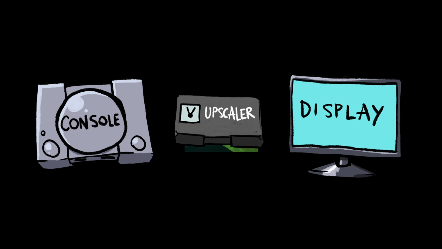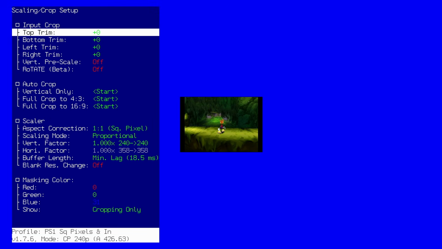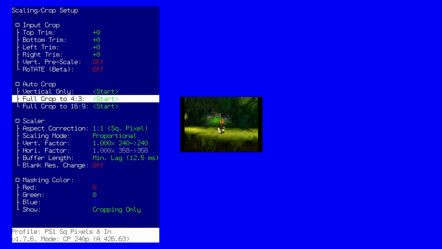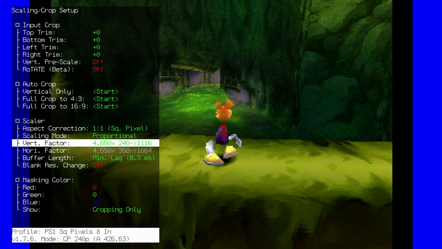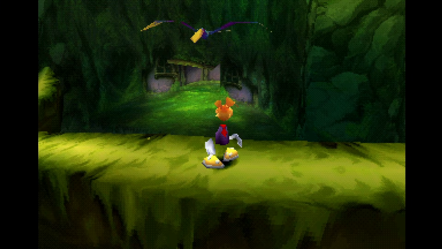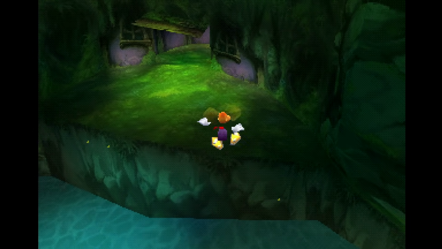That's because there's no way to increase the internal rendering resolution with something that can only be placed after the console. What we can do is increase the size of this image. We do that by scaling it up, or upscaling the picture. While your TV might be able to do this, chances are it won't do it in the most efficient, low lag or visually pleasing way.